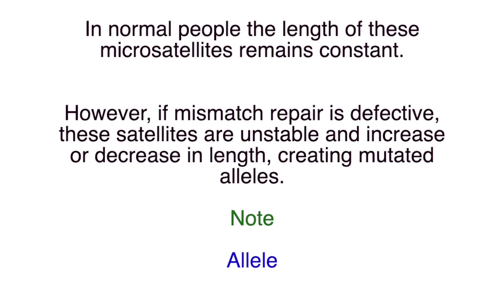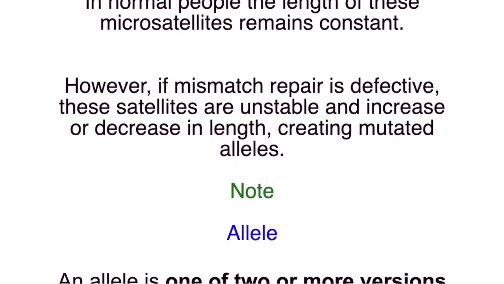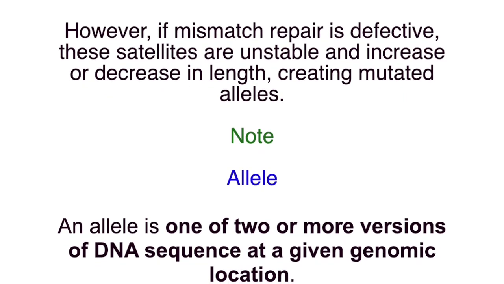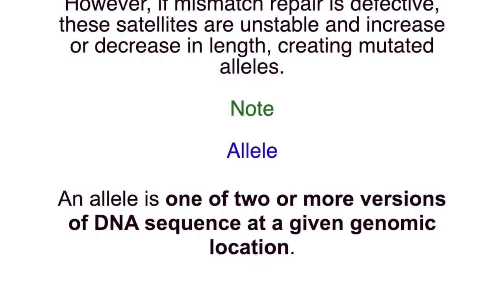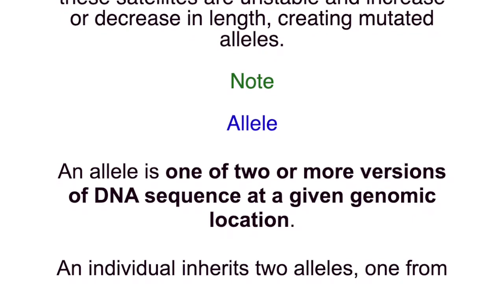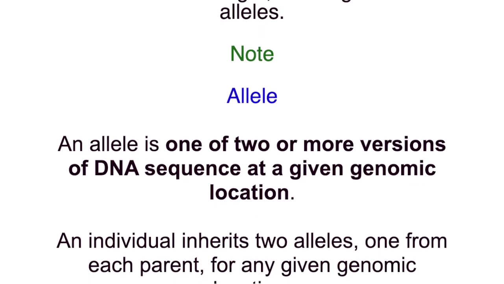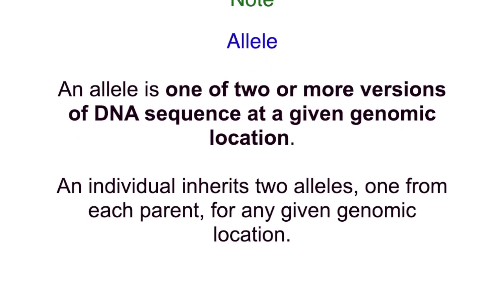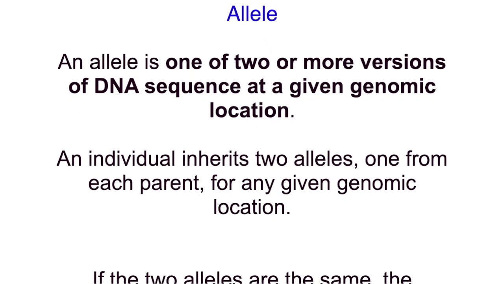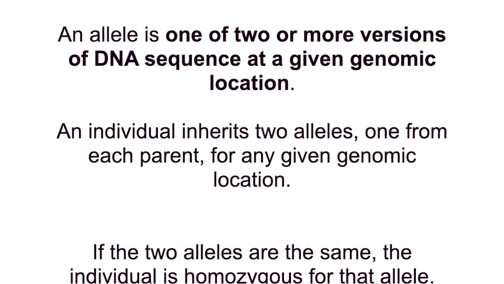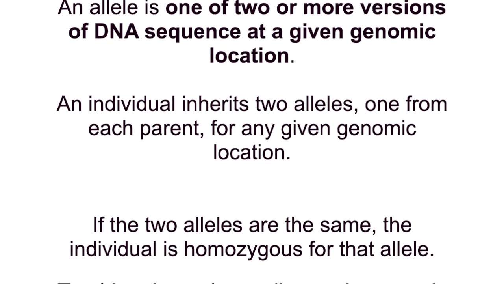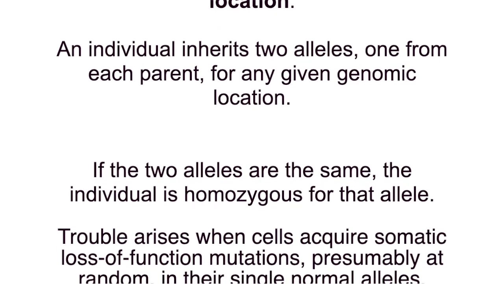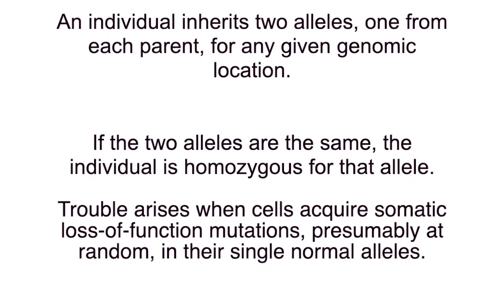Note: an allele is one of two or more versions of a DNA sequence at a given genomic location. An individual inherits two alleles, one from each parent, for any given genomic location. If the two alleles are the same, the individual is homozygous for that allele. Trouble arises when cells acquire somatic loss of function mutations, presumably at random, in their single normal alleles.